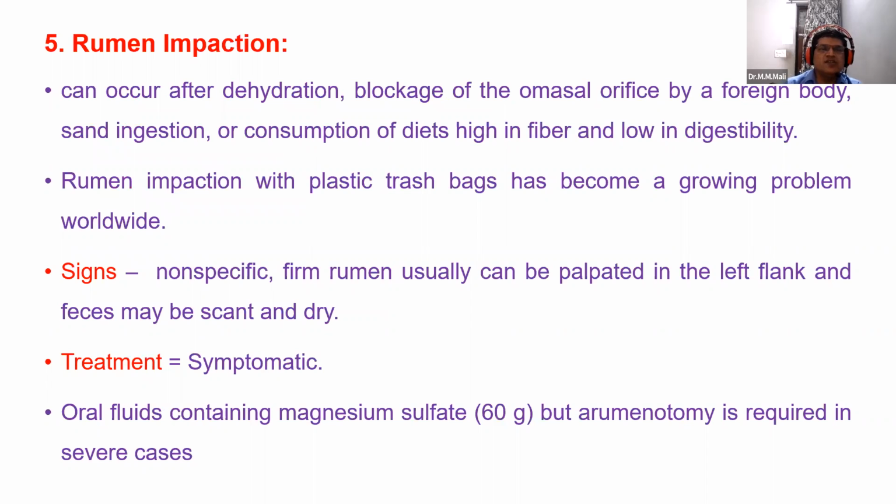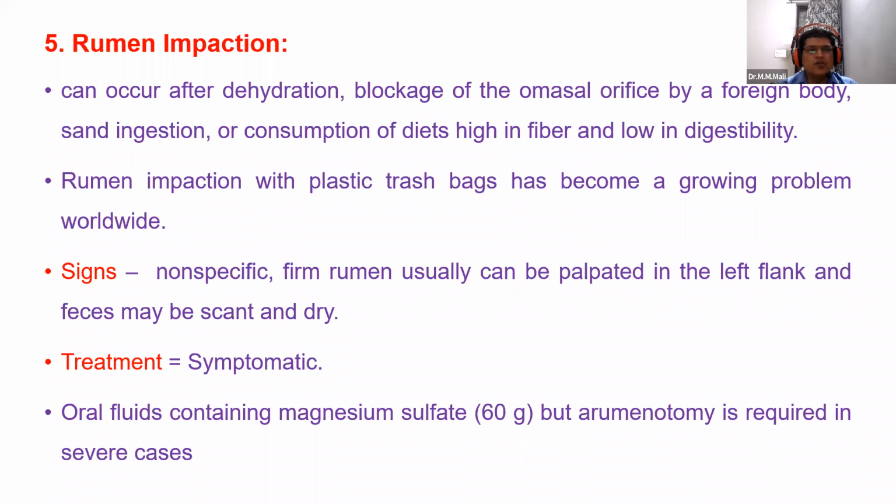The next condition of the sheep and goat digestive system is rumen impaction. This can occur after dehydration, blockage of the omasal orifice by a foreign body, sand ingestion, or consumption of a diet high in fiber and low in digestibility. Rumen impaction with plastic trash bags has become a growing problem worldwide. The signs are non-specific, but the rumen will always be firm. It can usually be palpated in the left flank, and the feces may be scanty and dry.